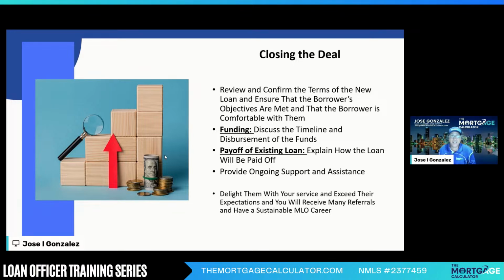Right? So again, first bullet point there: review and confirm the terms of the new loan that they're about to close on, and ensure that the borrower's objectives are met and that the borrower is comfortable with the terms of the new loan. It's what they expected, or if it's not what they thought they were getting in the beginning, everything was clearly explained throughout the process to them. They're totally empowered and understand. All they've got to do is go to the closing and sign. That's what they're going to tell you.